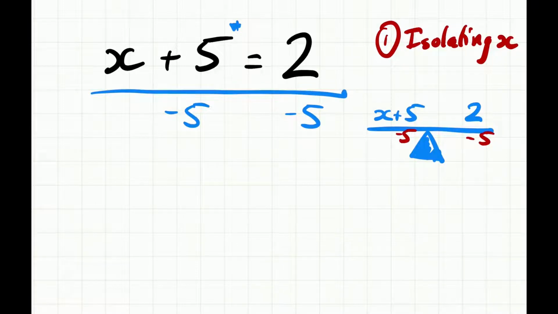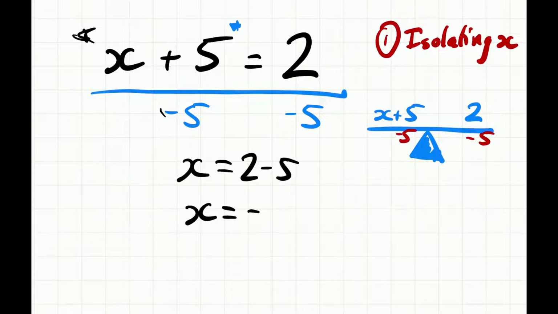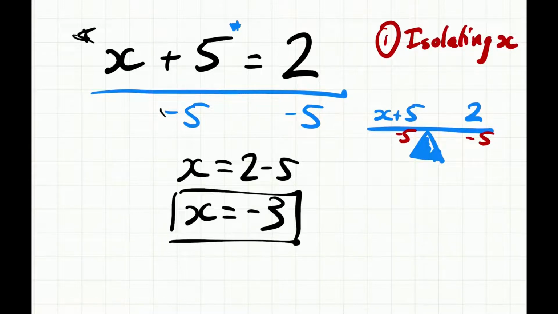So here, let's go back to this equation. We have x plus 5 is equal to 2. We're going to subtract 5 from both sides. When we do that, we'll see that plus 5 minus 5 will give us 0, so we won't have any 5s left over on our left-hand side. We're just going to have x, and then x is going to be equal to 2 minus 5, so therefore x is going to be equal to minus 3.